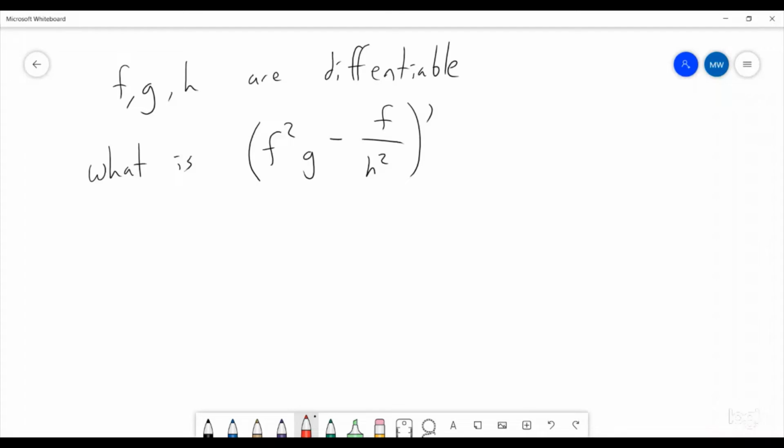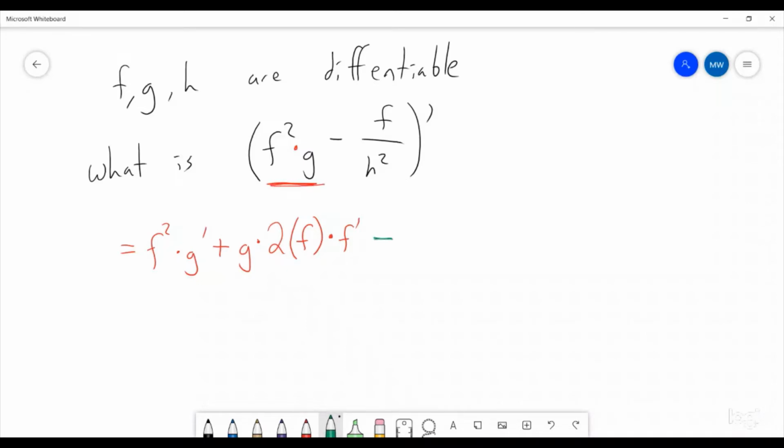So for this first one, f squared times g, that's a product rule. So what we'll have is first times the derivative of the second. So that's going to be f squared times g prime plus the second times the derivative of the first. So we need to know what's the derivative of f of x squared. Well, that's the chain rule. So we have something squared. That means it's going to be 2 times that something multiplied by the derivative of that something. So that's the derivative of that first piece.